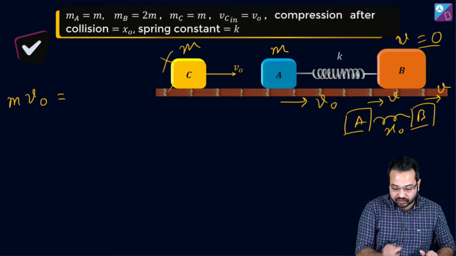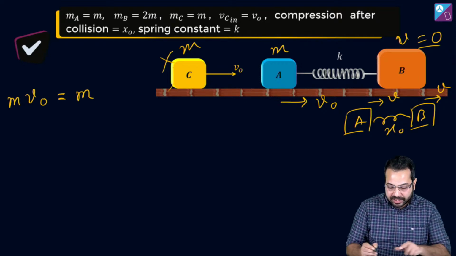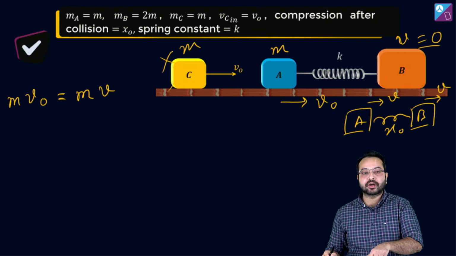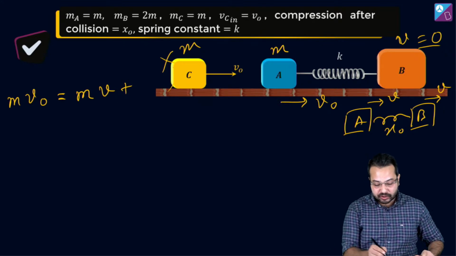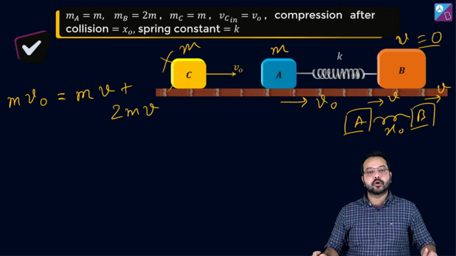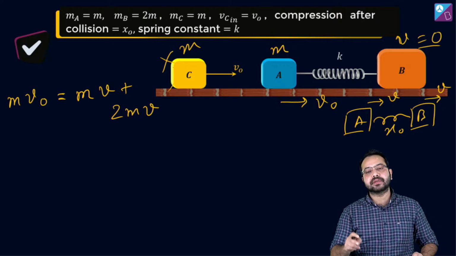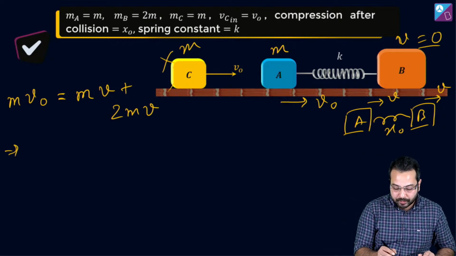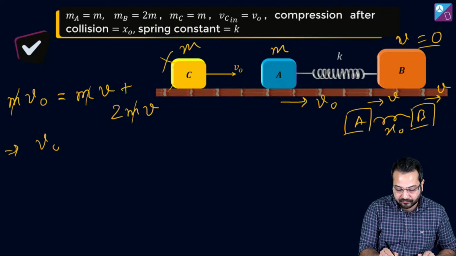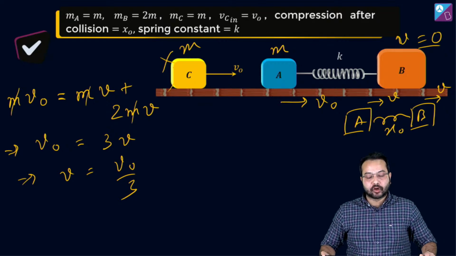This is going to be equal to m into v, the final momentum of block A, plus the final momentum of B, which is 2m into v. So block A has a velocity v, block B also has a velocity v, A has a mass m, B has a mass 2m, so this is mv plus 2mv. Is that correct? We can cancel out m from both sides, so v0 is equal to 3v, which means v is equal to v0 by 3. Correct?